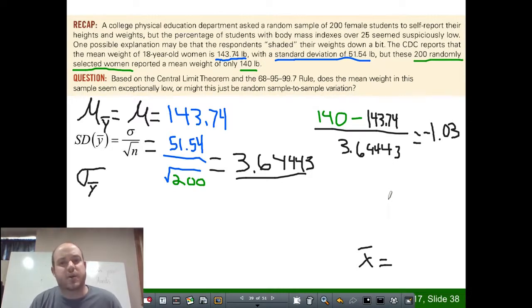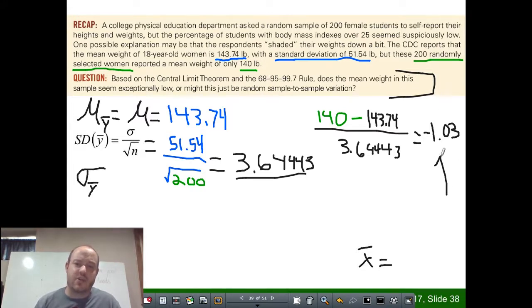And this is going to help us end up answering the final question for this situation. So here's the question again. It says, is this exceptionally low? Use the 68, 95, 99.7 rule. So in other words, is it outside of these ranges? Well, it is outside of one standard deviation, but really it's just barely more than one standard deviation away. So 1.03. So it's one standard deviation and a little bit more away from the middle.